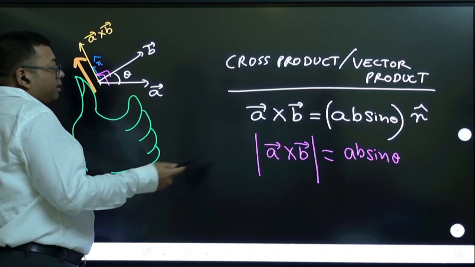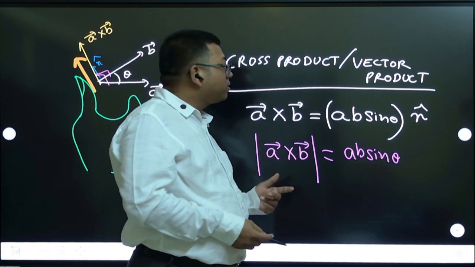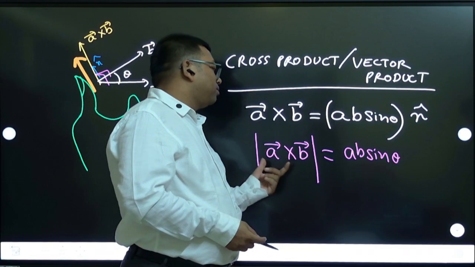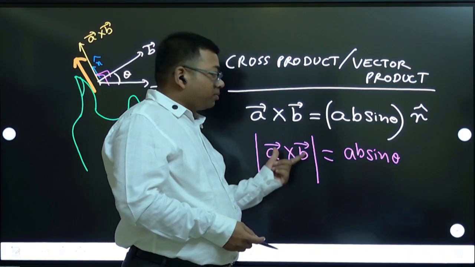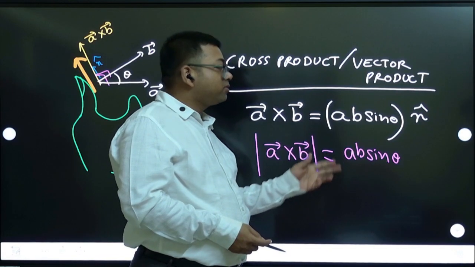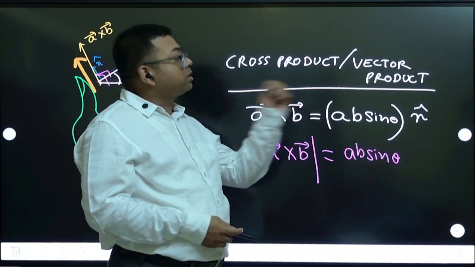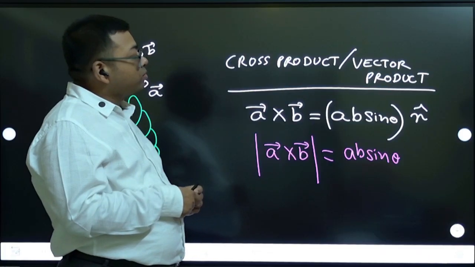Similarly, they will give A vector, B vector, magnitude we can calculate, and then theta also is given. Then we can calculate the magnitude of A cross B. Suppose vectors are given, A vector, B vector, so we calculate the magnitude. Theta is also given. We can calculate this. But how to find the direction? That is what the right hand thumb rule is for.